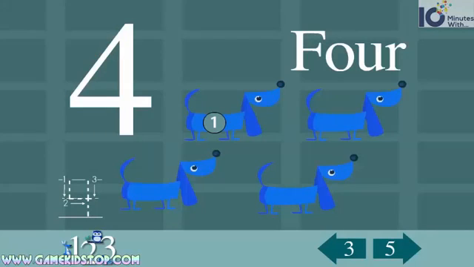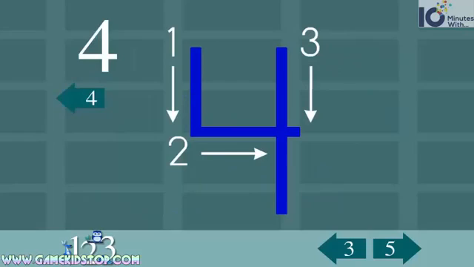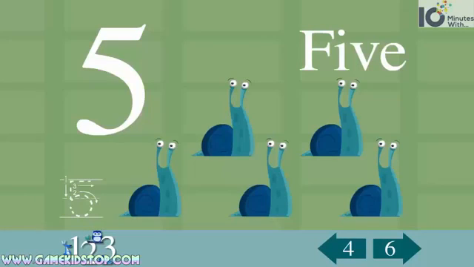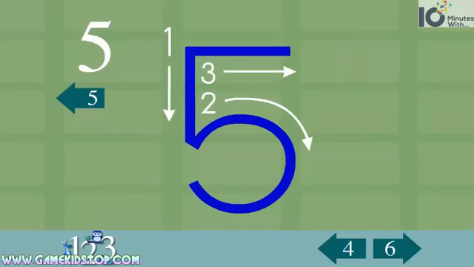4. 1, 2, 3, 4. 4 dog. Yes. 5. 1, 2, 3, 4, 5. 5 snails. You're good at this.